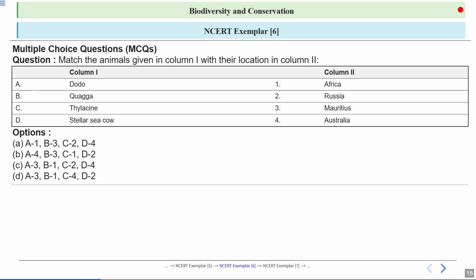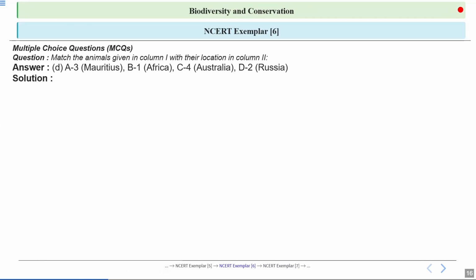So this is a column based question. Column 1 and column 2 are given here. You have to match column 1 with column 2, and four options are given to you, A, B, C, D. You have to select the correct answer from these options. Here the correct answer is option D. Now let's have a look at the explanation for this answer.